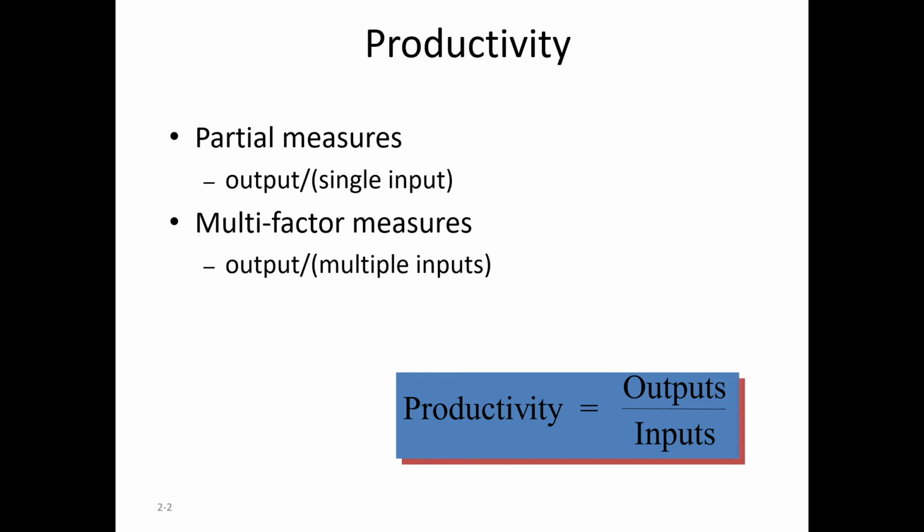Then multi-factor measures are output divided by multiple inputs. We can use multiple inputs also, like labor plus capital, labor plus land, labor plus machinery. So how much output we are getting with the help of different kinds of inputs, or multiple inputs, that is known as your multi-factor measure. Total measures are output divided by the total inputs: how many total inputs we have used to produce any given output. That is known as your total measures.